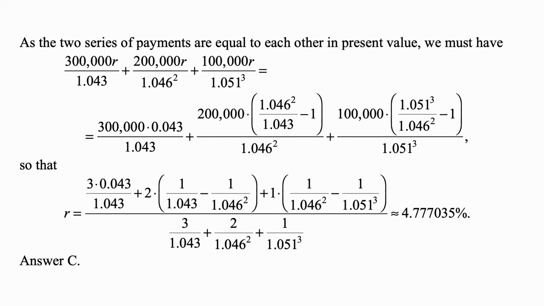So at the bottom we have 3 over 1.043, so it's 3 times the price of a unit zero coupon bond maturing at time 1, plus 2 times the price of a unit zero coupon bond maturing at time 2, plus 1 times the price of a unit zero coupon bond maturing at time 3. And well, we need to do this calculation, a little bit of it, but it's not so bad.